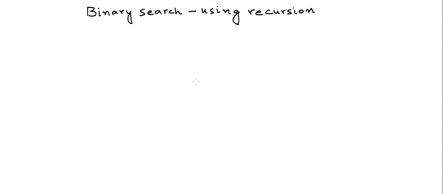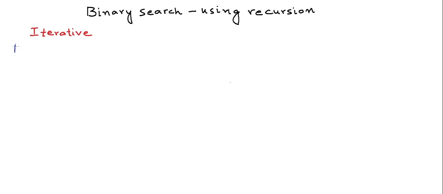In our previous lesson, we learned about binary search, and we also implemented binary search, but we implemented an iterative version of binary search in which we used a loop to write our program. Now in this lesson, we will write binary search using recursion. Let us first quickly write an iterative version of binary search.